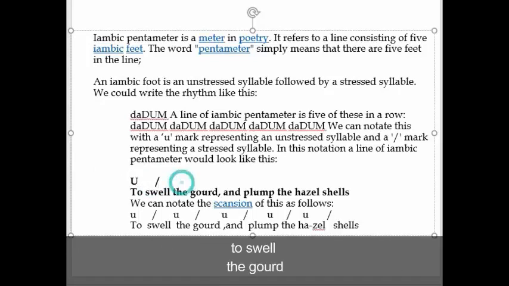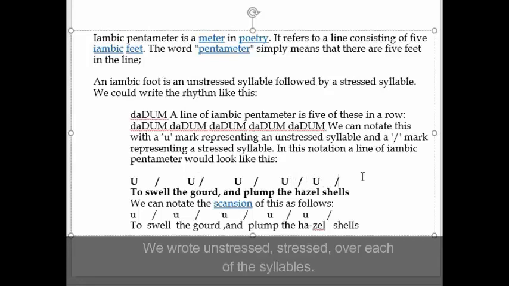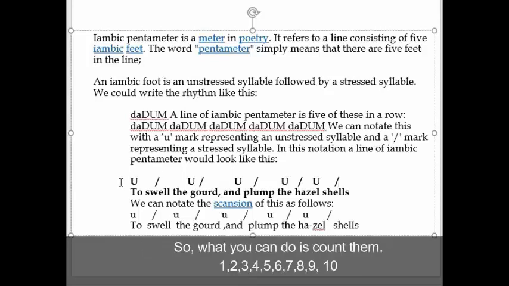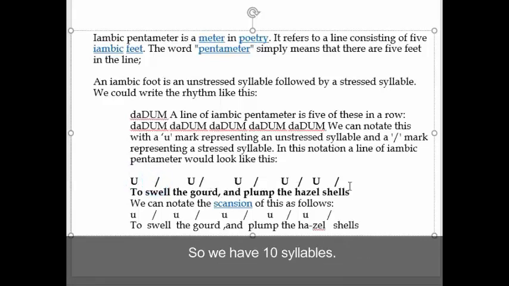To swell, the gourd, and plump, the, hazel shells. Okay, so we wrote unstressed, stressed over each of the syllables. So what you can do is count them: 1, 2, 3, 4, 5, 6, 7, 8, 9, 10. So we have 10 syllables.